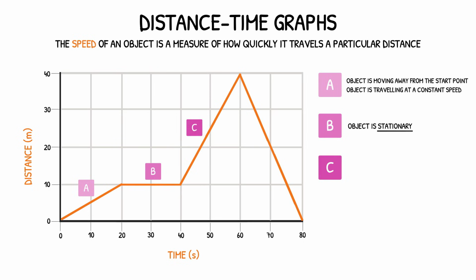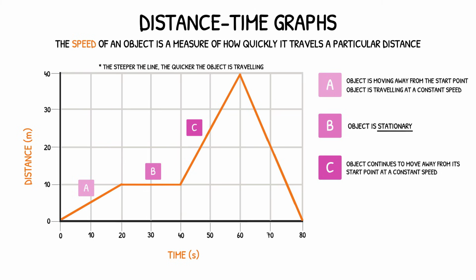At point C, we have another upward sloping straight line. Much like at point A, this line indicates that the object has continued to move away from its starting point at a constant speed. However, at this point in the journey, the object is moving much faster than it was at point A. We can identify this by looking at the steepness of the line. The steeper the line on a distance time graph, the quicker the object is travelling.